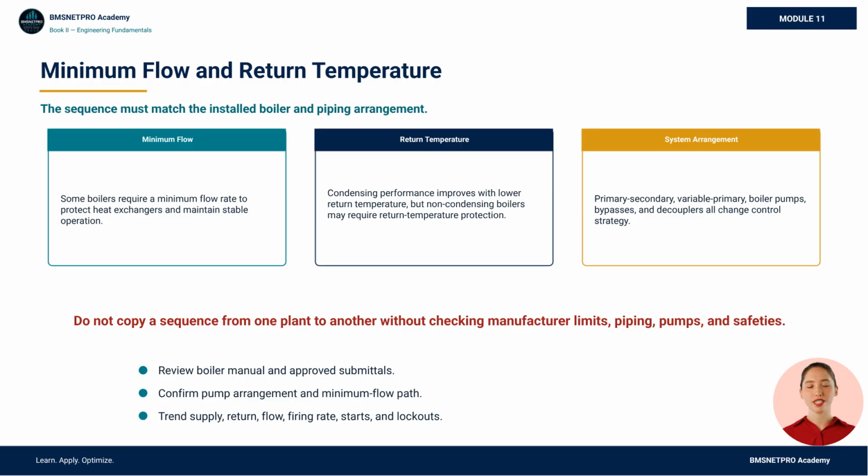The BAS sequence must reflect the actual boiler and piping arrangement. Some boilers require minimum flow. Some require return temperature protection. Condensing boilers may benefit from low return water temperatures, while other boilers may be damaged by sustained low return temperatures. This is why copying a sequence from another site is risky. The BAS professional must review the manufacturer requirements, piping, pump arrangement, bypass or decoupling strategy, sensors, and safeties before changing flow or temperature logic.